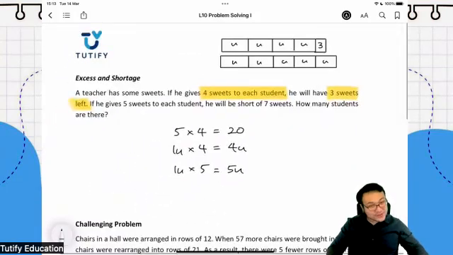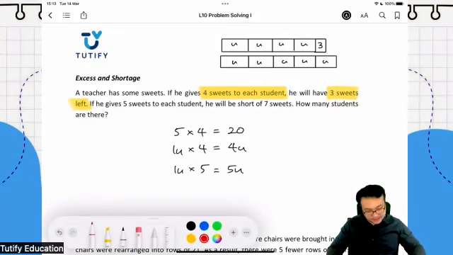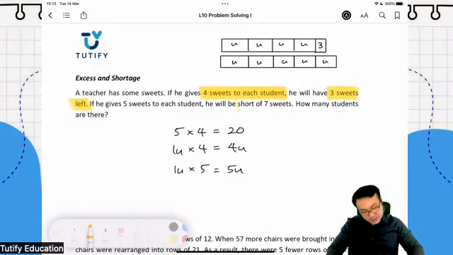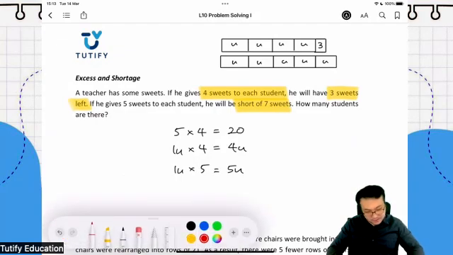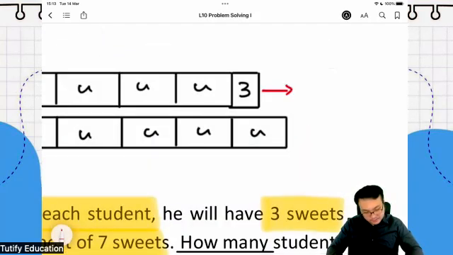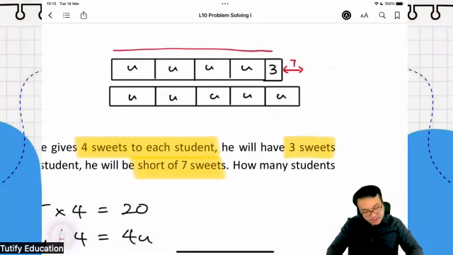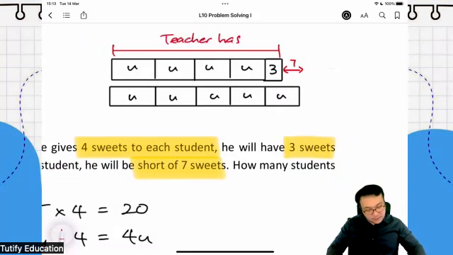And do I have enough sweets? No. I'm short of how many? 7. Yes, short of 7. So actually, this is the number of sweets that the teacher has. Okay, if he wants to give 5 sweets to each child, he will not have enough. He is short of 7.